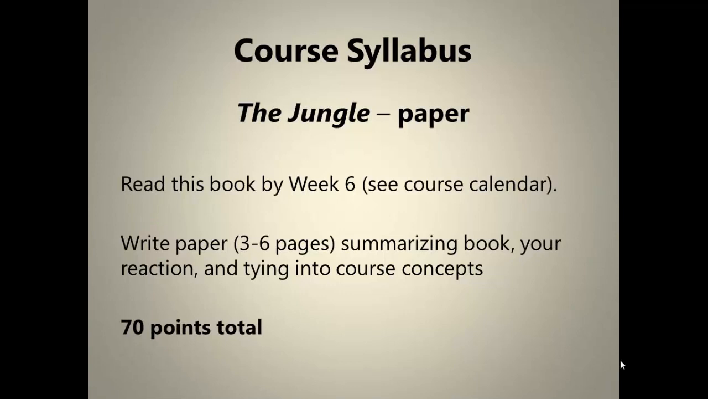The paper, again, as we talked about for The Jungle: you read this book by, I think it's week 6, but see the course calendar, it might be week 7. You'll want to check that, but you're going to write a paper from 3 to 6 pages long. It doesn't have to be a huge paper. It summarizes the book, gives your reaction to it, and ties course concepts into it. Nothing too deep. It's sort of a book review with your reaction that connects it to the class.